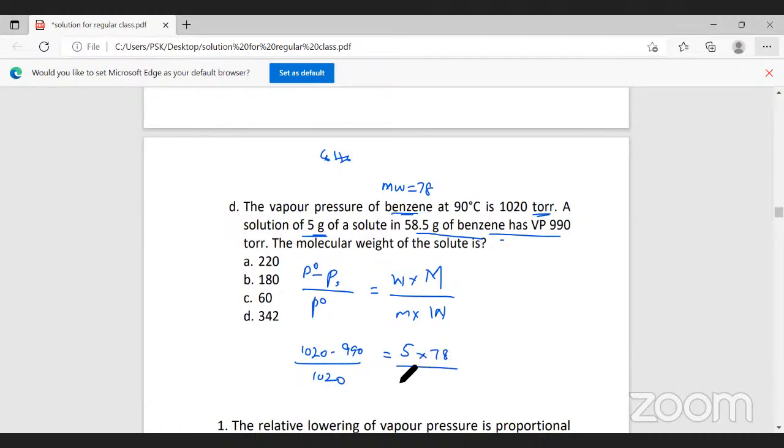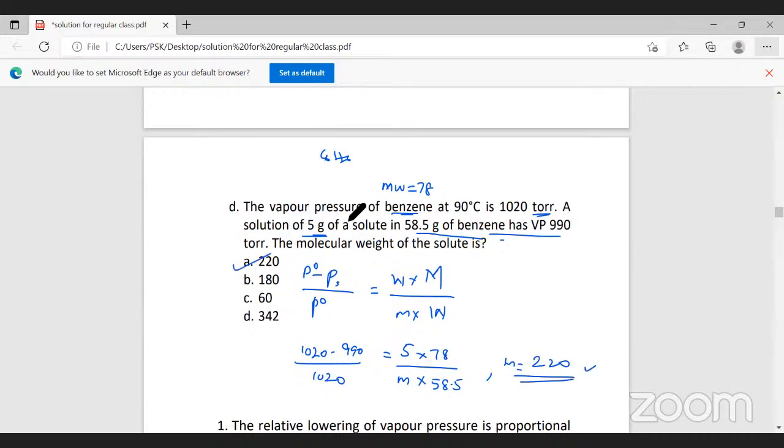Divided by the molecular weight of the solute, which we need to calculate. We don't know what the solute is. They have just given that 5 grams of solute is dissolved. And capital W, they have given the amount of benzene, 58.5. This representation is not clear, I'll teach you the representation. So on solving for m, you will get m to be 220.